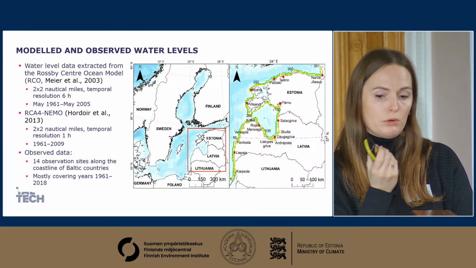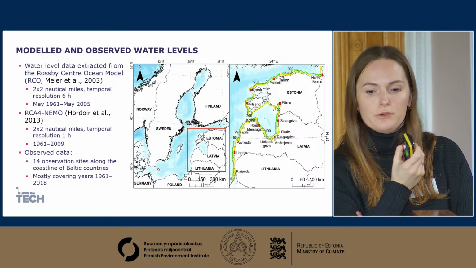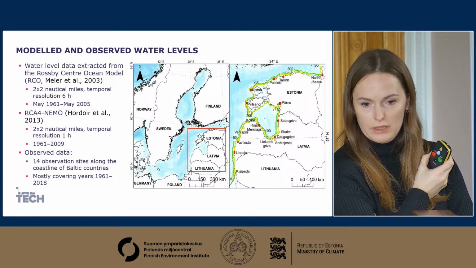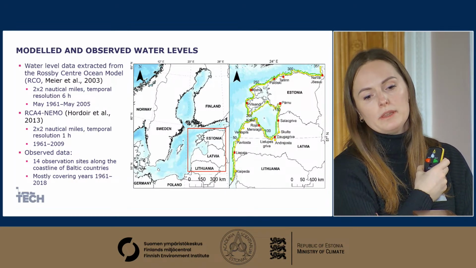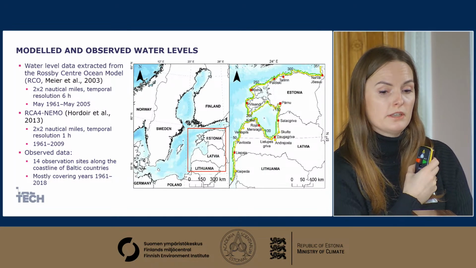Our study area is the shoreline of Lithuania, Latvia, and Estonia. Altogether, it covers 351 grid points. And the model data we complement with the observations from 14 sites along the study area.